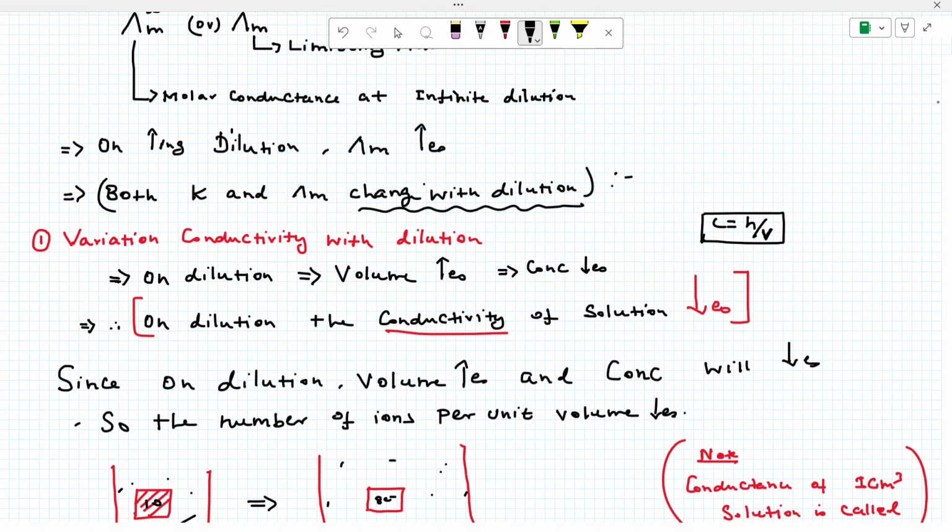Conductivity is for 1 centimeter cube. Sir, in dilution specific conductance increases, sir? Specific conductance means conductivity, ma'am. Conductivity or specific conductance decreases. It decreases. But lambda m, molar conductance, increases. Yes, ma'am, increases. Because specific means we fix a standard condition, that means 1 centimeter cube. If we discuss for the 1 centimeter cube, it decreases. If we discuss the whole system, it increases. That's a minor difference between conductivity and molar conductance.